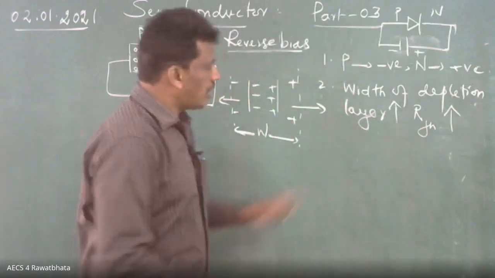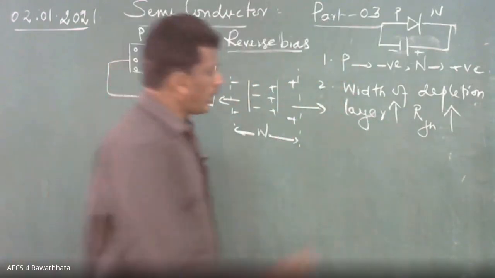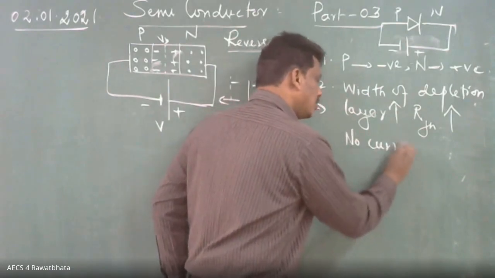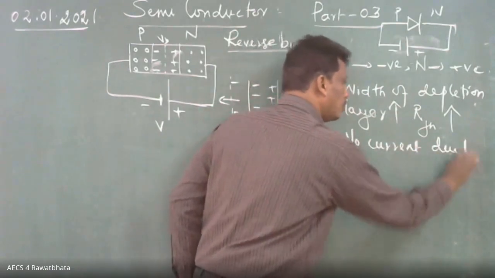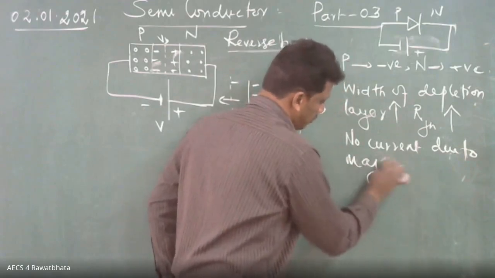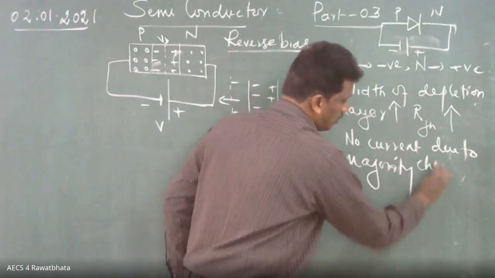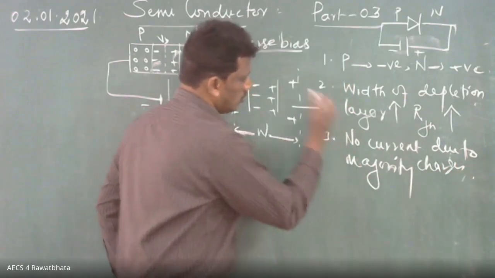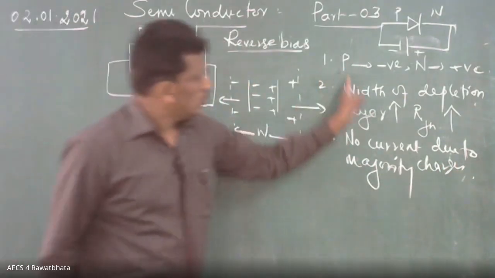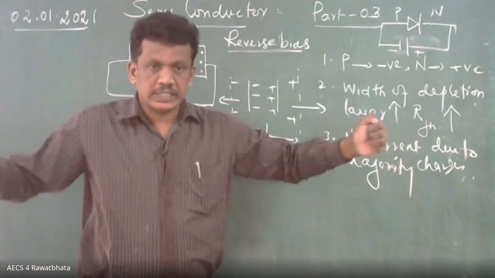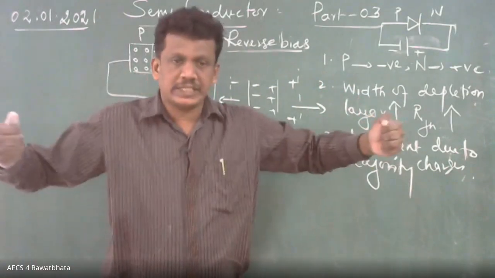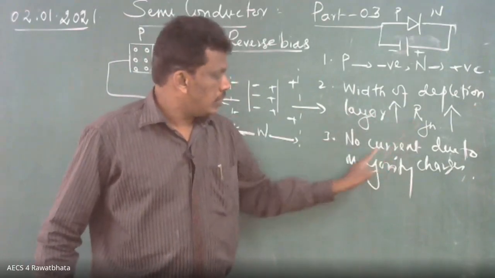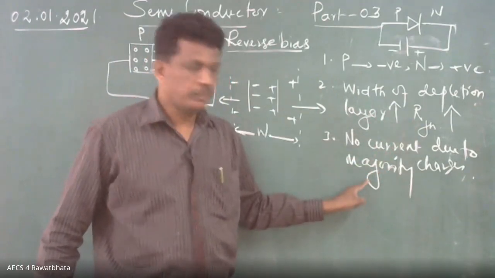So majority carrier, no current. No current due to majority charges. I think this is very clear. Width of the depletion layer increases, so naturally resistance increases. So no current because of majority charge carrier.